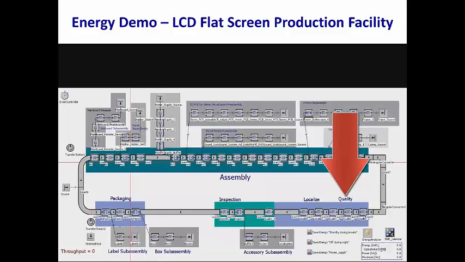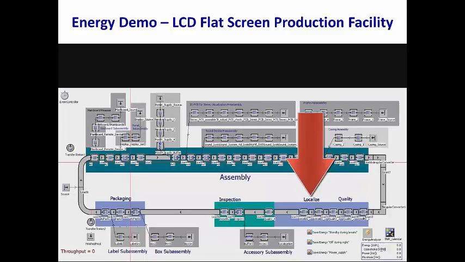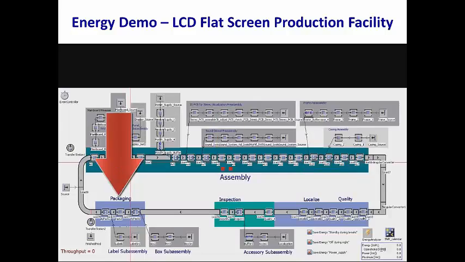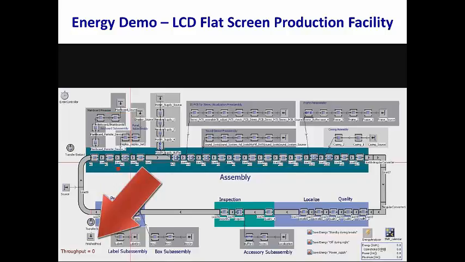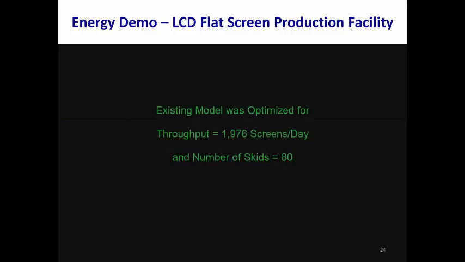And then the panel goes through quality, localize, inspection, packaging, and labeling processes before being removed from the skid and transferred to the finished product drain where throughput statistics are collected and displayed. Using Plant Simulation's powerful traditional modeling and analysis tools, the existing model was optimized for a maximum throughput of 1,976 screens per day. What-if experiments also showed that a minimum of 80 skids was required to maintain that throughput.